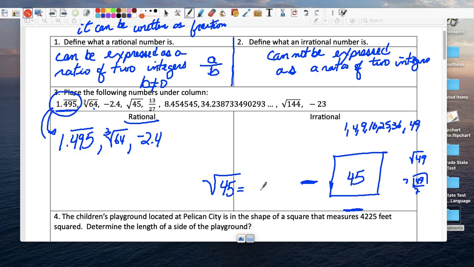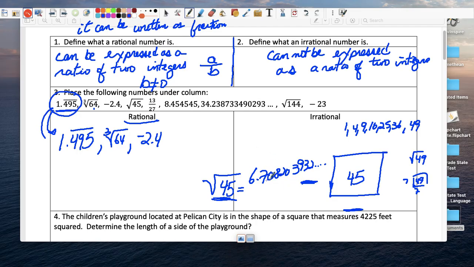If it's not a perfect square and you take your calculator and put in the square root of 45, your calculator is going to currently say 6.708203932... So it's a decimal that doesn't repeat. It goes on forever, and it's not a perfect square. There is no whole number, or integer, I should say, that multiplied by itself gives you 45.